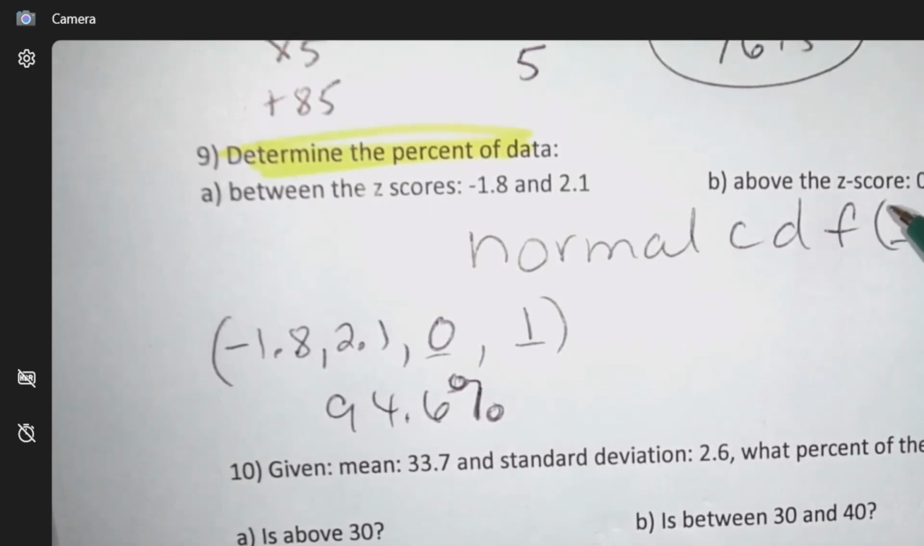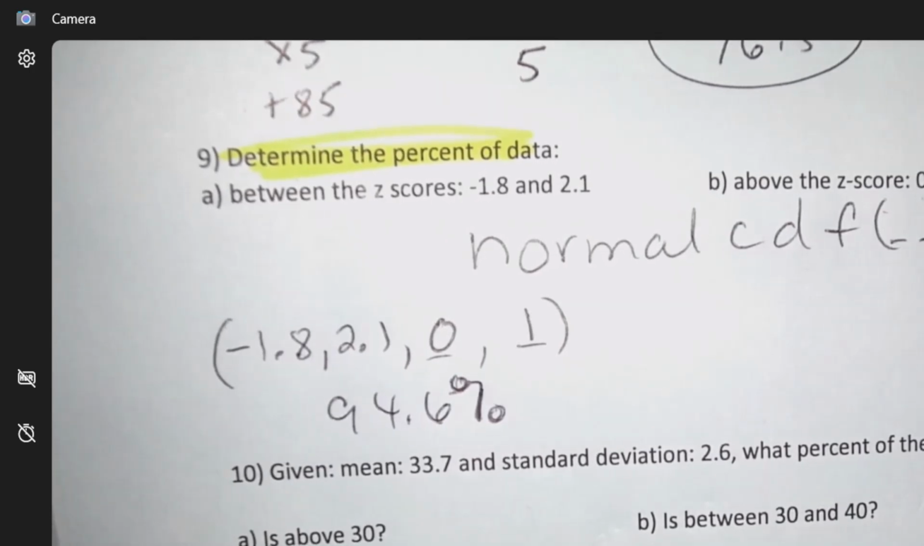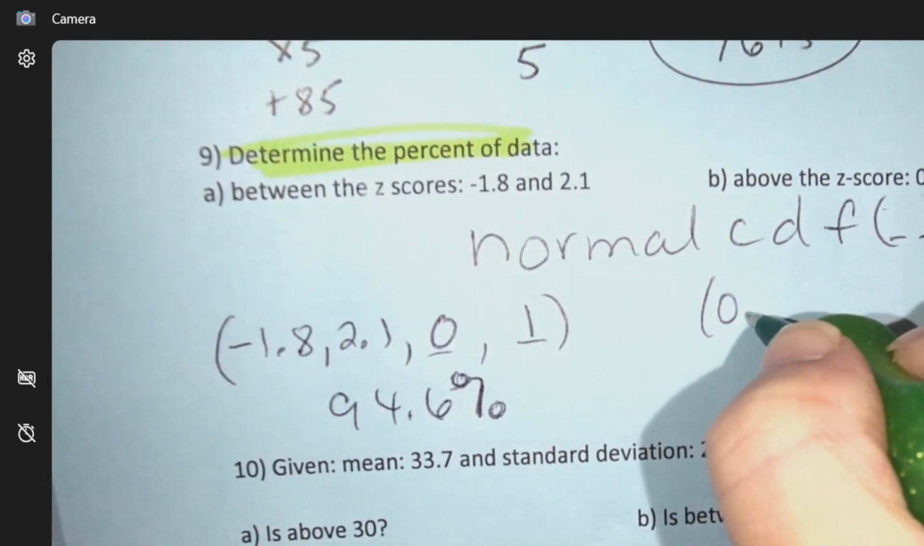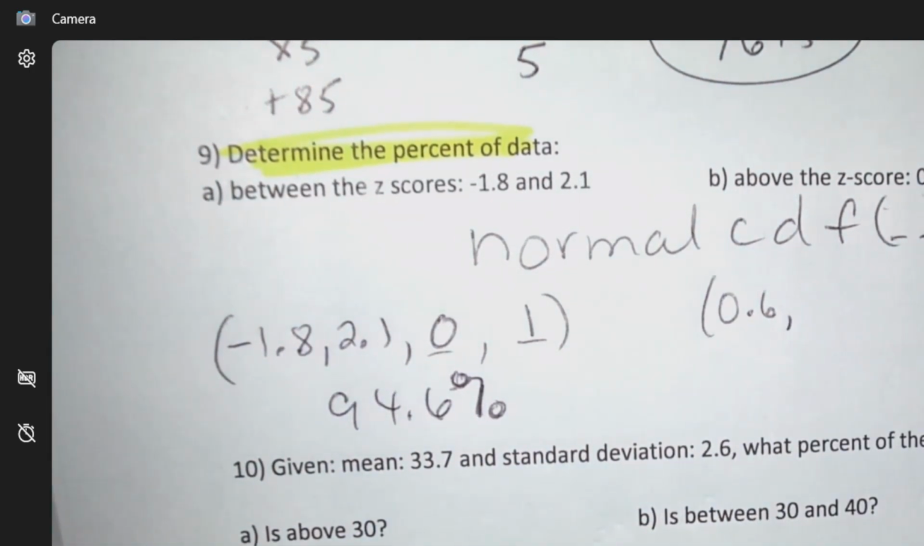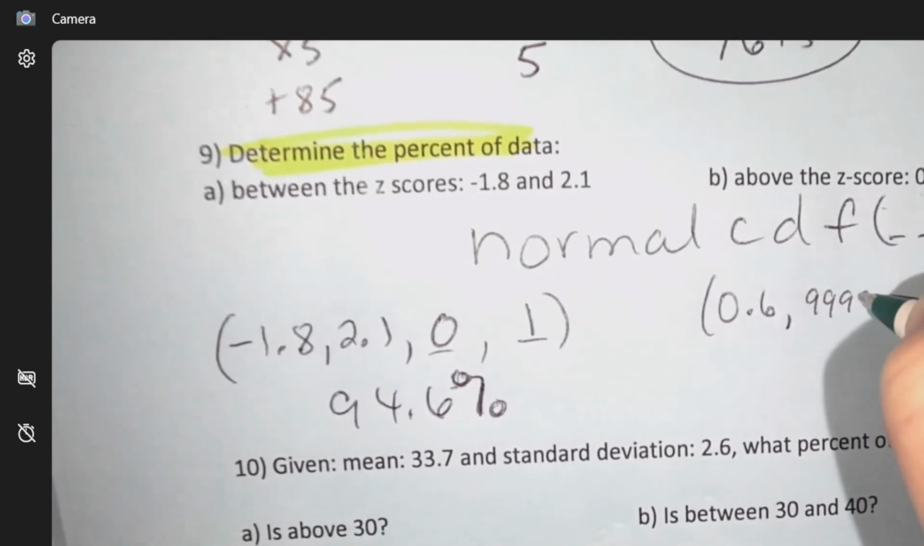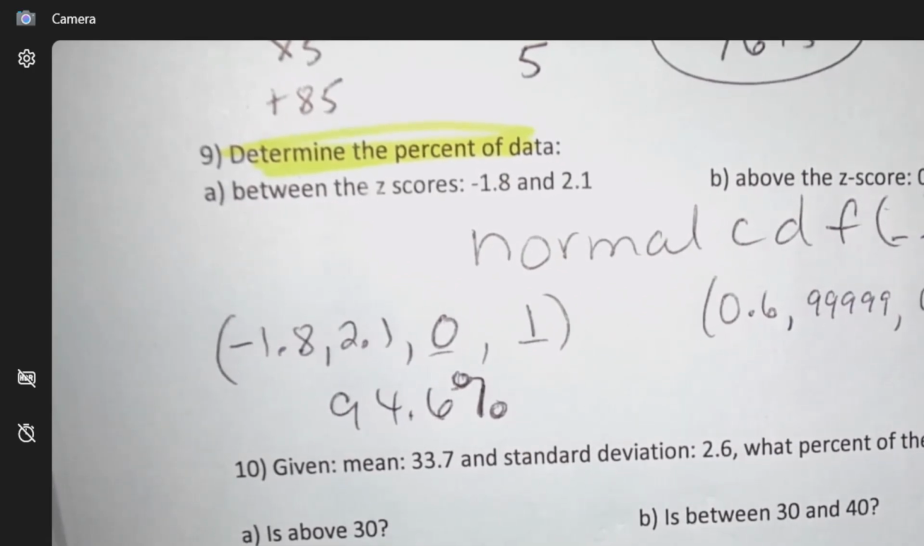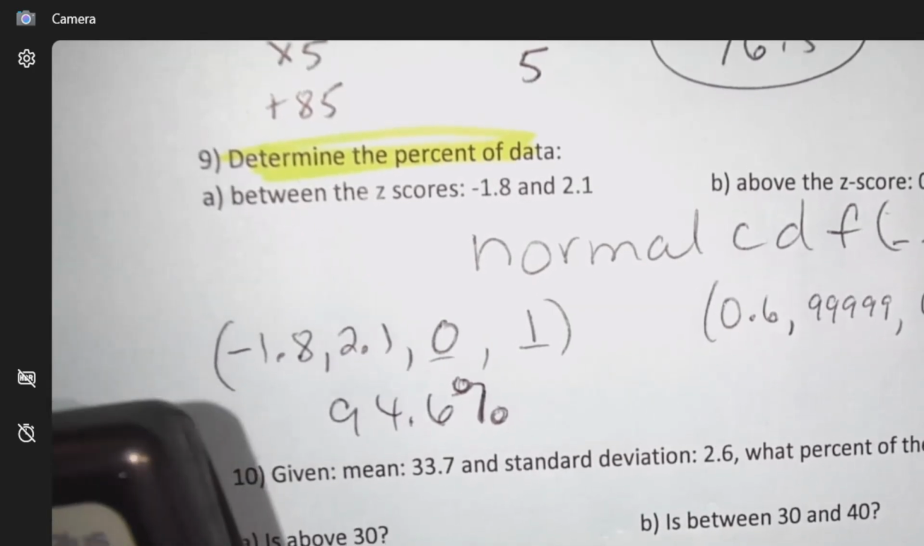So this one says above the Z-score of 0.6. So you're going to go from 0.6 and above. So now I do the 99999 because I want to go forever above it. So just give them instead of infinity, I don't have that button. I'm just going to do that instead.